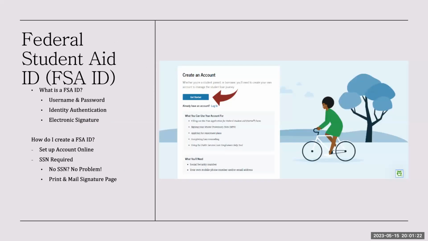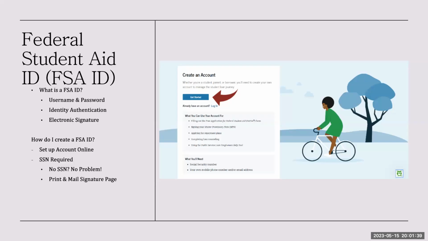All right, so let's talk about this Federal Student Aid ID. That's also the FSA ID. So what is an FSA ID? It's a username with a password, and this authenticates your identity. It is also your way to sign your application electronically.